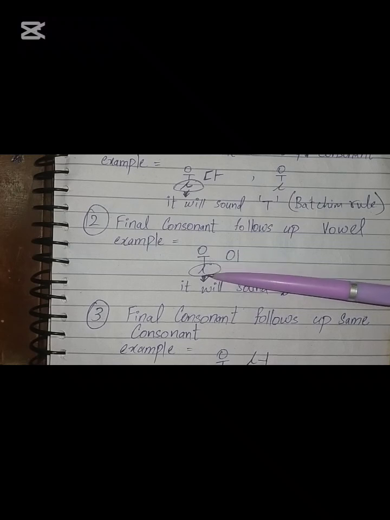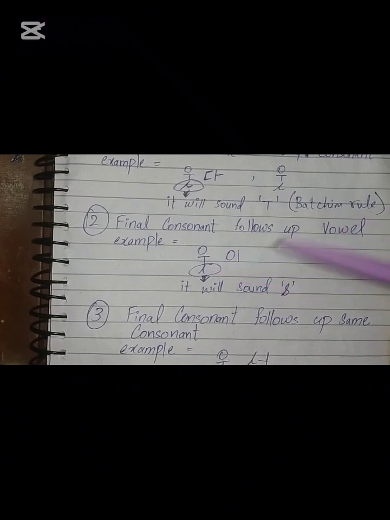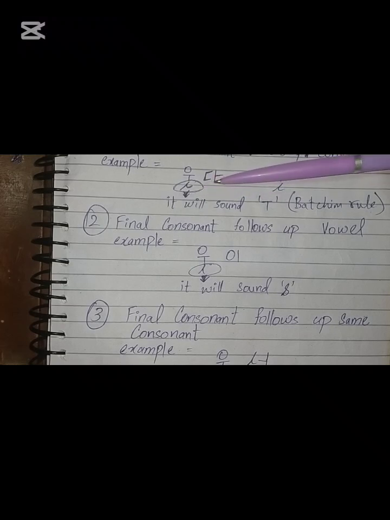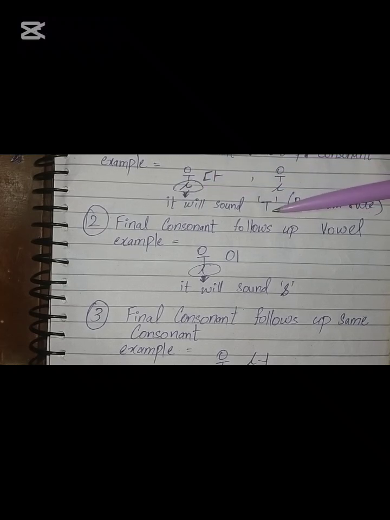It will be usi, like ushi, okay? It is not a word for now. I just gave you an example to explain that whenever we have a consonant Batchim followed by a consonant, it will be pronounced as Batchim, like this one, T.